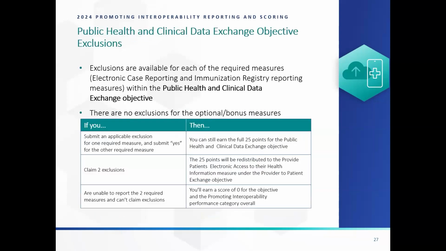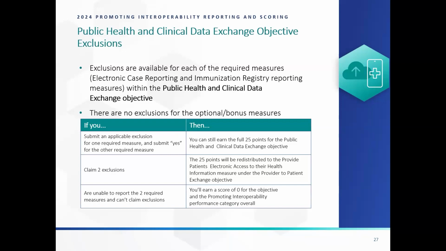Okay, so for public health, I think I already mentioned this, but just to review, if you submit an exclusion and a yes, you earn the full 25 points. If you submit 2 yeses, you earn the 25 points. If you claim exclusions, that 25 points gets redistributed.